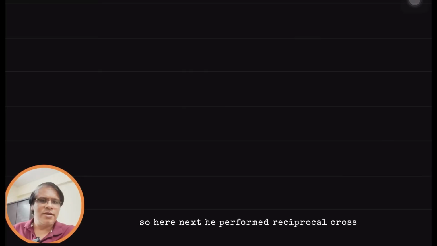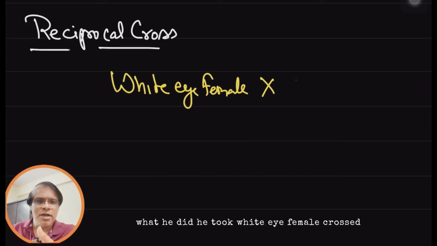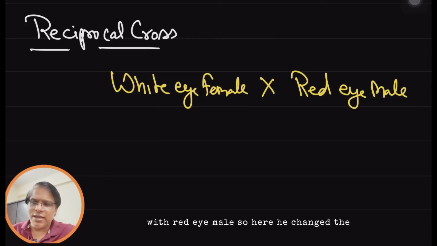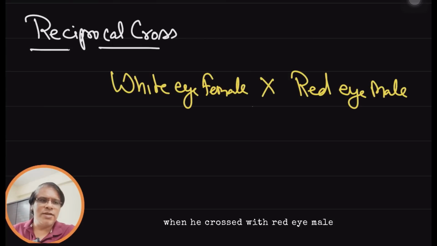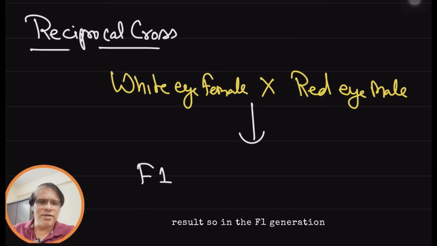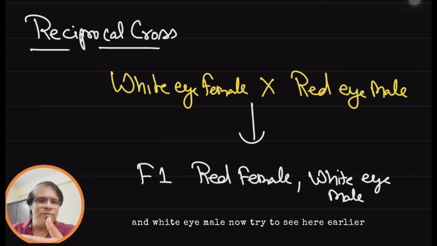Next he performed a reciprocal cross. In the reciprocal cross, he took a white eye female and crossed her with a red eye male. So here he changed the sex. When he crossed the white eye female with the red eye male, he observed a different result. In the F1 generation, he saw red females and white eye males.